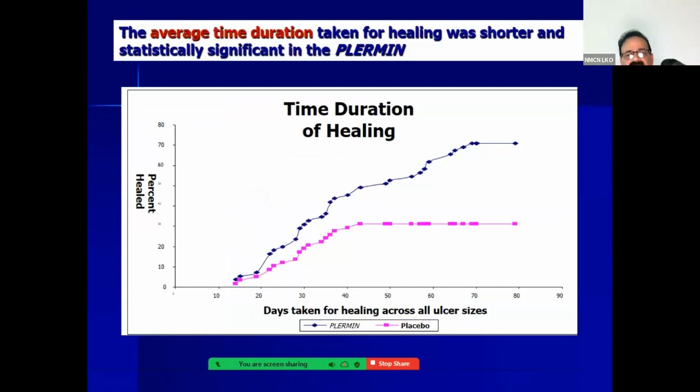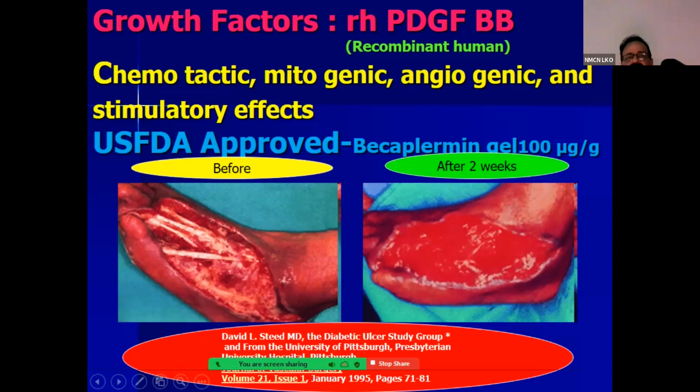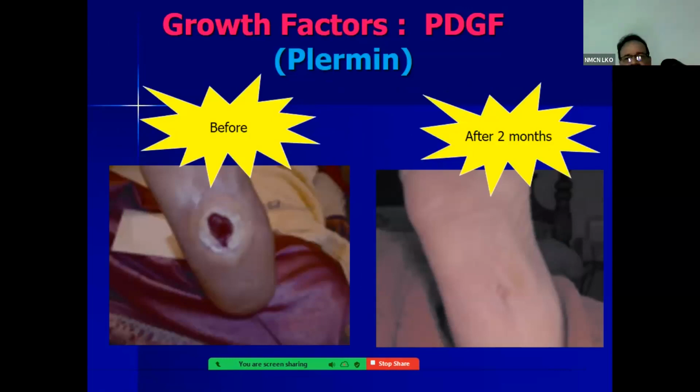Similarly, here also see that the average time taken for healing was shorter and statistically significant with Plarmin. The upper one is the Plarmin graph and the lower is the placebo. This is a wound before and after use of recombinant platelet-derived growth factor BV type. This is before and after 2 months of Plarmin.